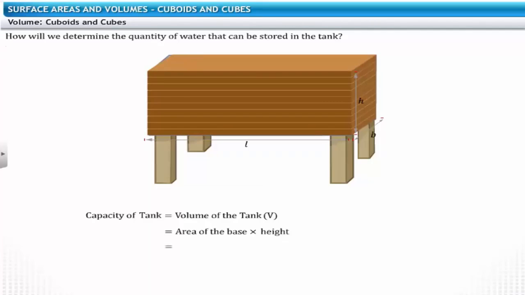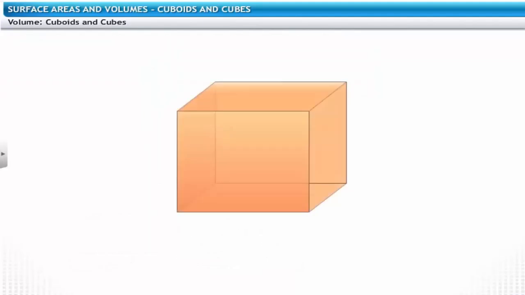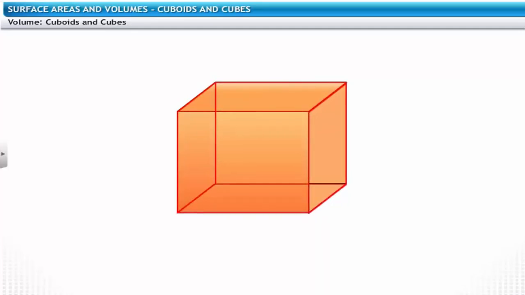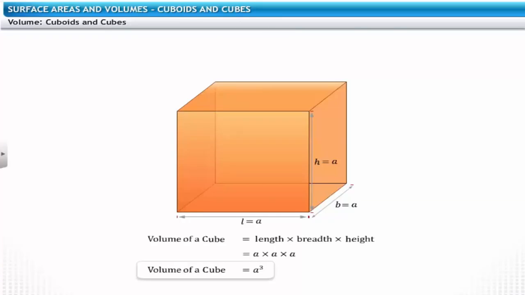Therefore, the volume of the tank can be represented as length multiplied by breadth multiplied by height. As the tank is cuboid in shape, we can generalize this formula for the volume of a cuboid. In case of a cube, all its 6 faces are squares. Therefore, its length, breadth and height are all the same. Let's assume it is A, substituting A in place of L, B and H in the formula. We get the volume of a cube as A cubed.